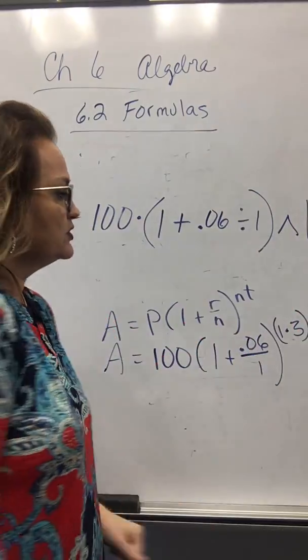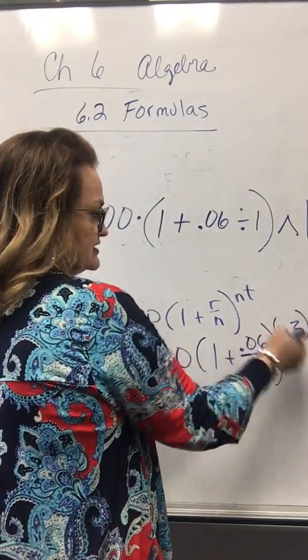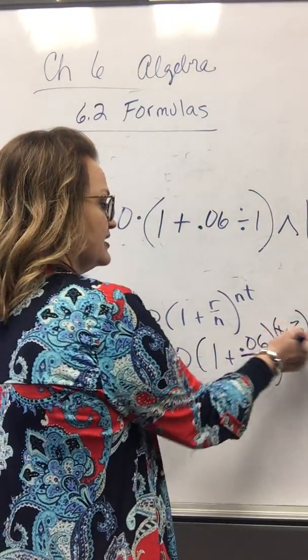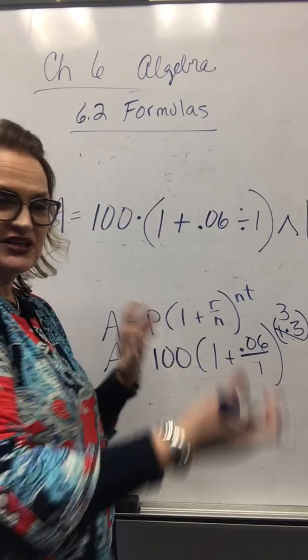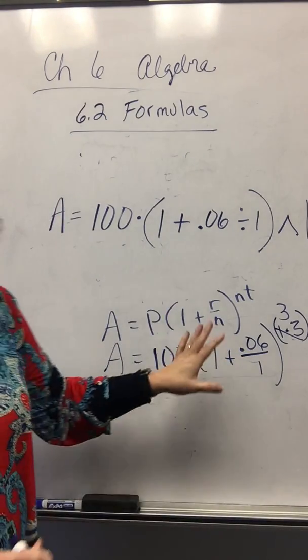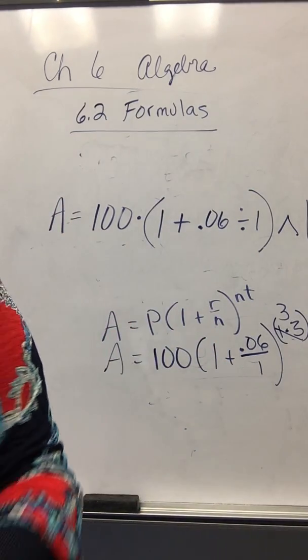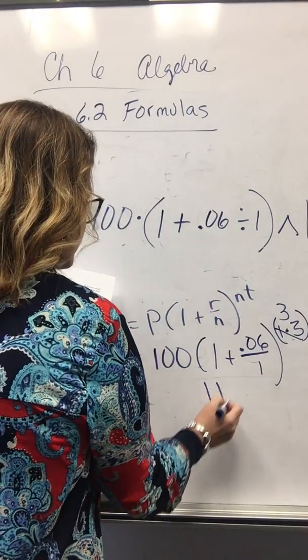So it's very important you tell your calculator this needs to be in parentheses as well, or just go ahead and know that's just 3. 1 times 3, you could just do that in your head. So anyway, type that in. The answer key says it should be $119.10.